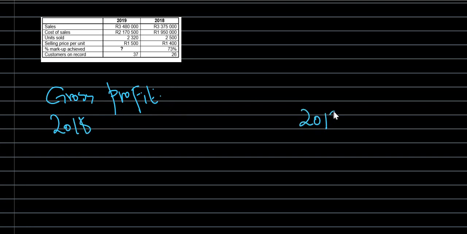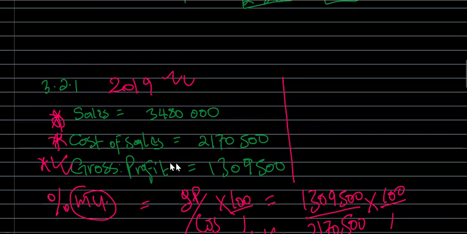We are still here, right? Now we are going to look at the gross profit for both years. So now, gross profit for 2018 and 2019, right? For 2019, remember we have calculated this one. It was 1309,500. We have already calculated that one. You remember, this is the gross profit of 2019.